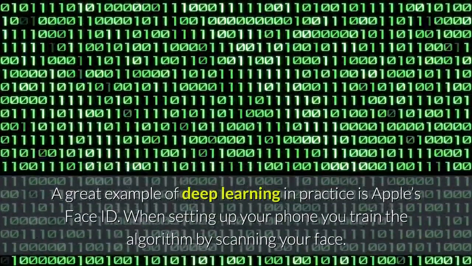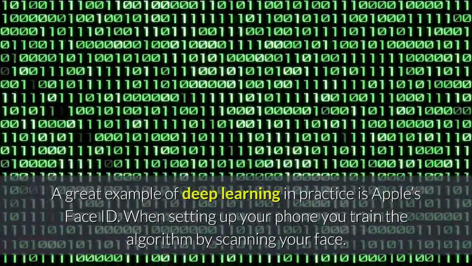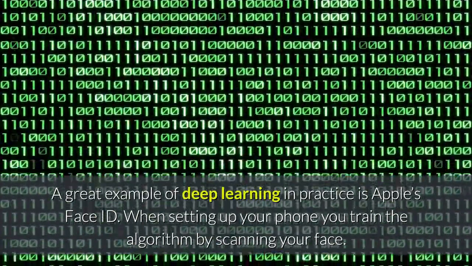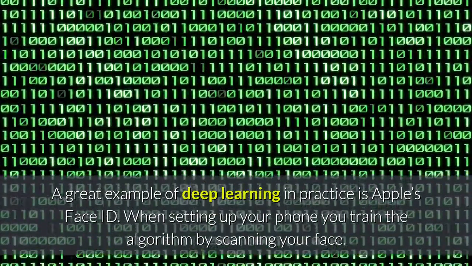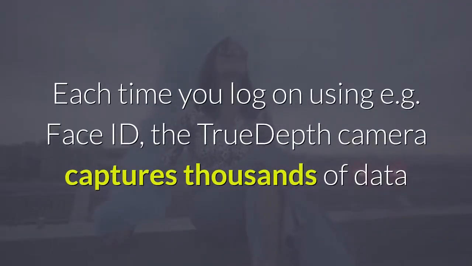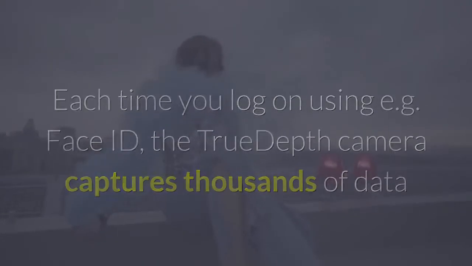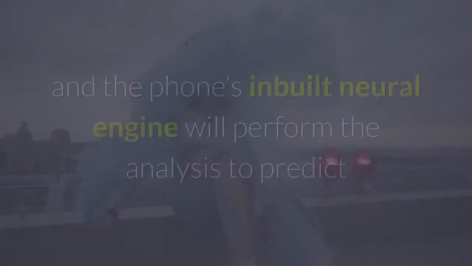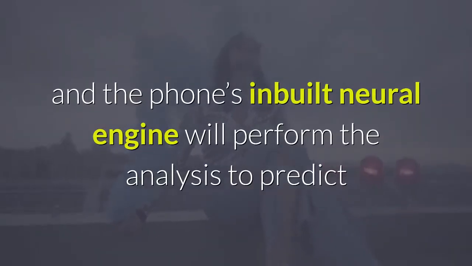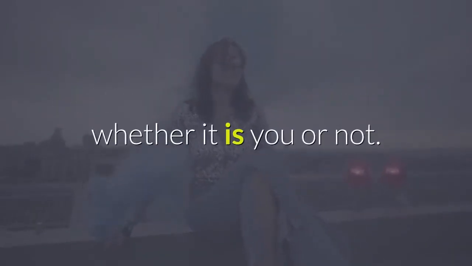A great example of deep learning in practice is Apple's Face ID. When setting up your phone, you train the algorithm by scanning your face. Each time you log on using e.g. Face ID, the TrueDepth camera captures thousands of data points which create a depth map of your face, and the phone's inbuilt neural engine will perform the analysis to predict whether it is you or not.